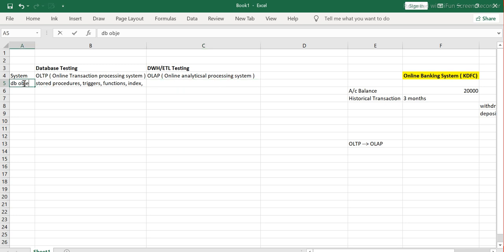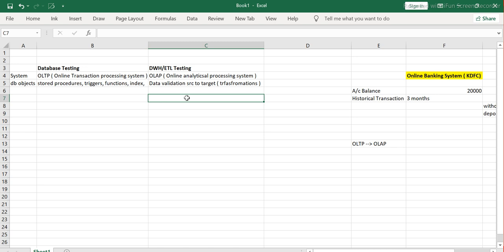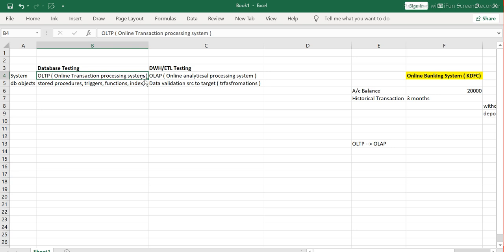DB objects. Okay, what we are testing here is mostly data validation from source to target, including transformations. All those things we are testing here, whether the data is coming correctly from the source. So in this case, what is the source, guys? Source is nothing but this, right? OLTP. Then there will be an ETL process and then it will be loaded into the target, right? So the source is OLTP here, guys.